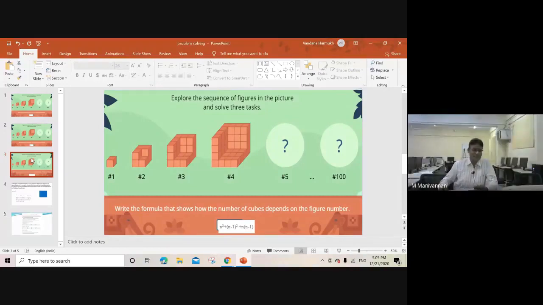We can move the slides, no? I think the same slide is presented.